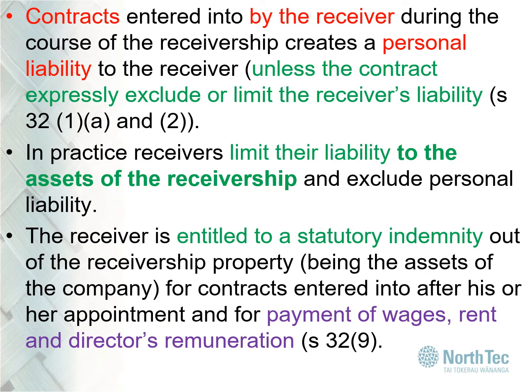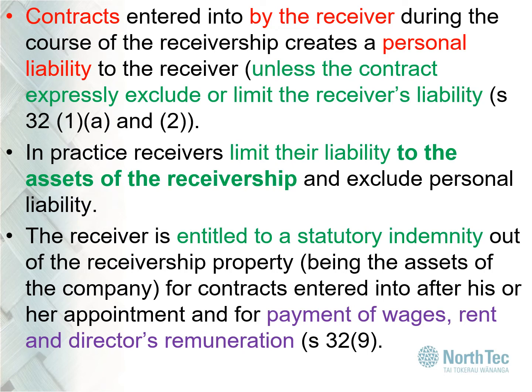It's not all bad news. Contracts entered into by the receiver during the course of the receivership create a personal liability for the receiver, unless the contract expressly excludes or limits the receiver's liability. That portion I've put in green because I like that portion. And that's section 32.1a and section 2, subsection 2. In practice, receivers limit their liability to the assets of the receivership. In other words, that's what they will do, and they will exclude personal liability.